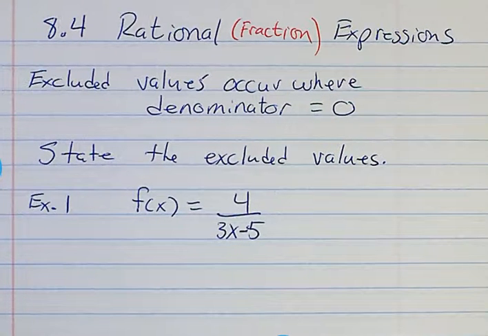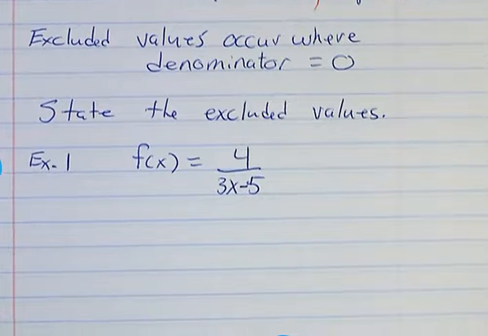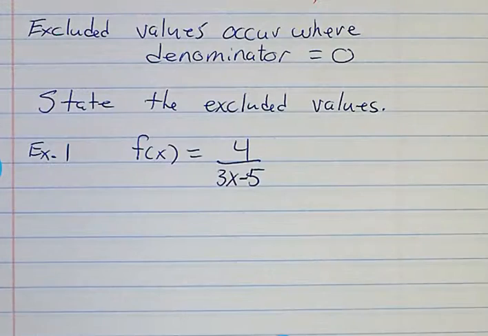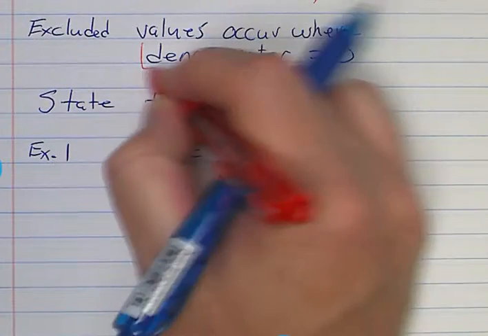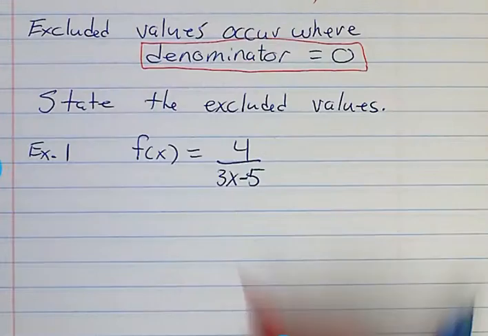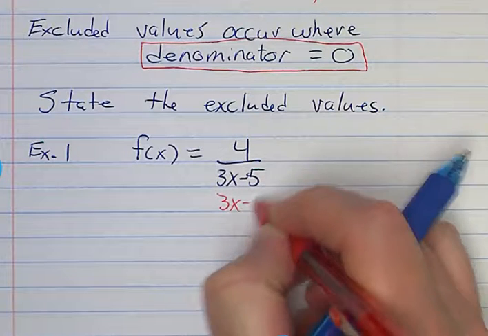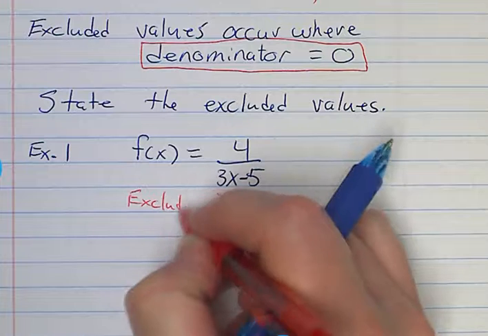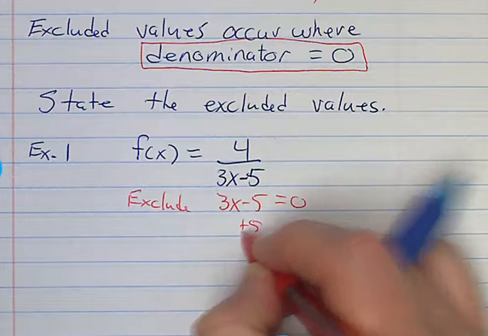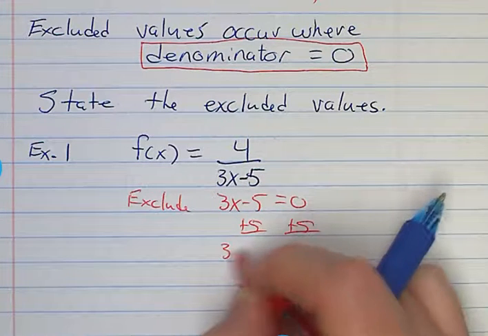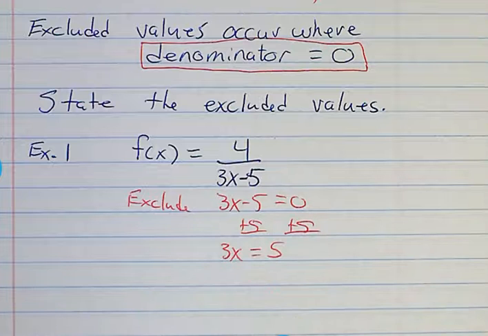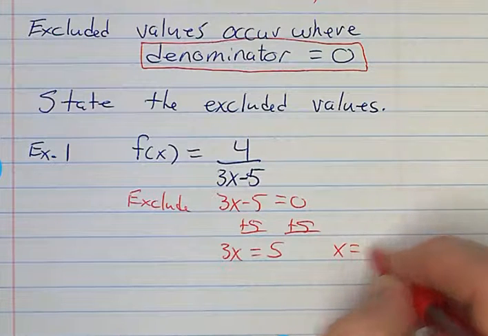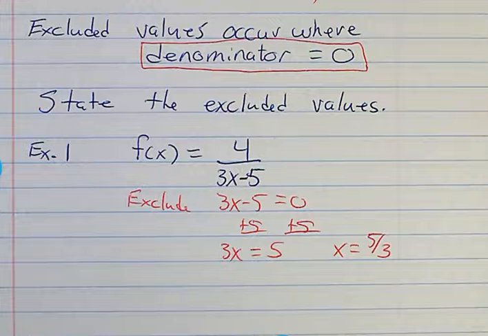Okay, the first example, we'll do f of x is 4 over 3x minus 5. And again, all we're going to do is take whatever that denominator is and set that part equal to 0. So we're going to take 3x minus 5, set equal to 0. For that one, we'll add 5 to both sides, and then divide by 3, so x would equal 5/3.